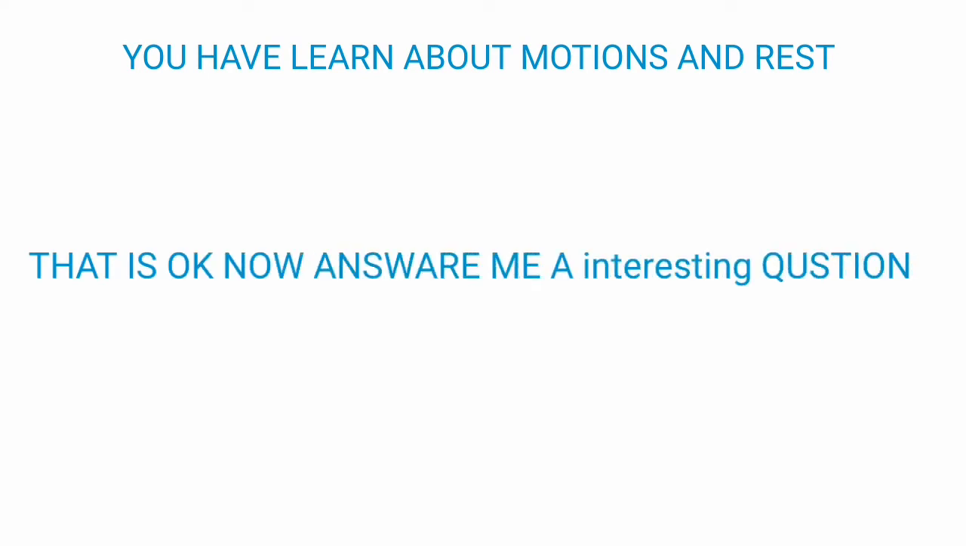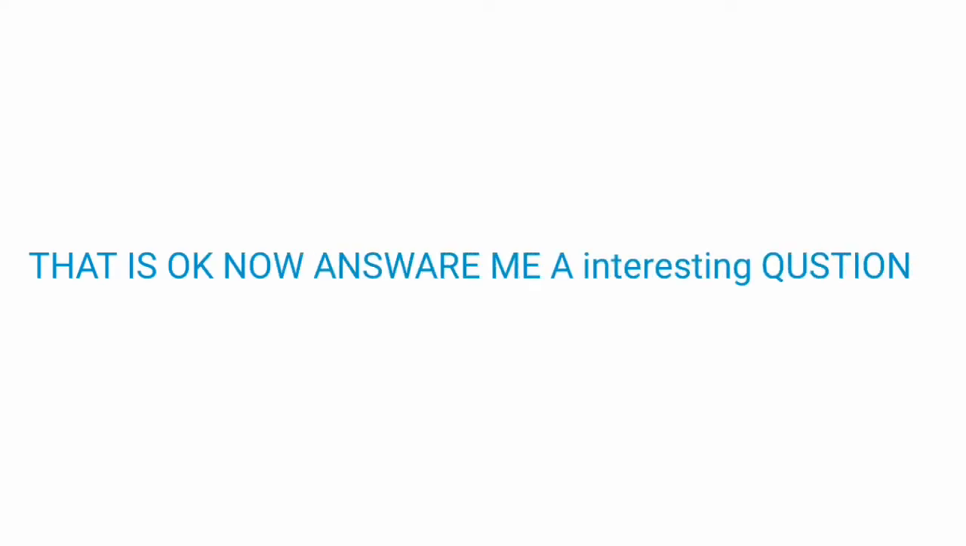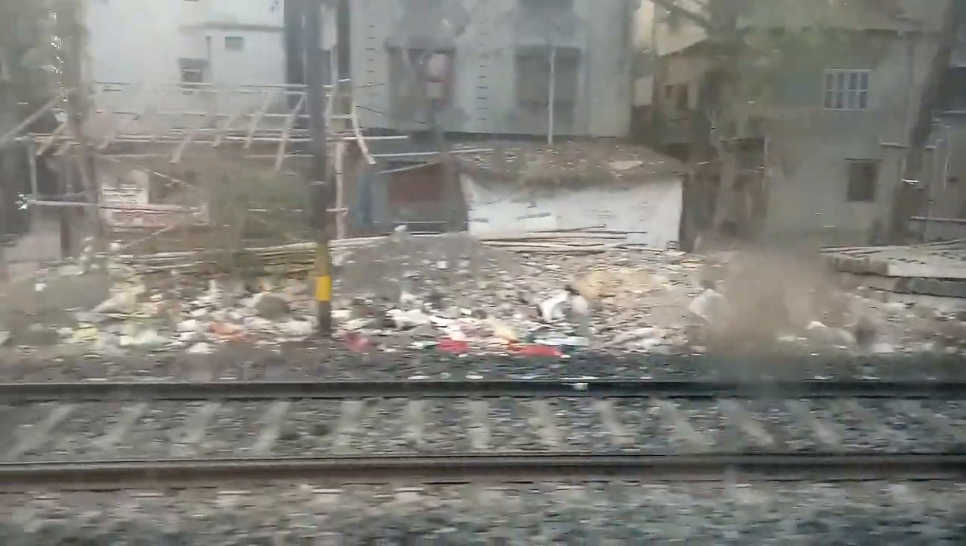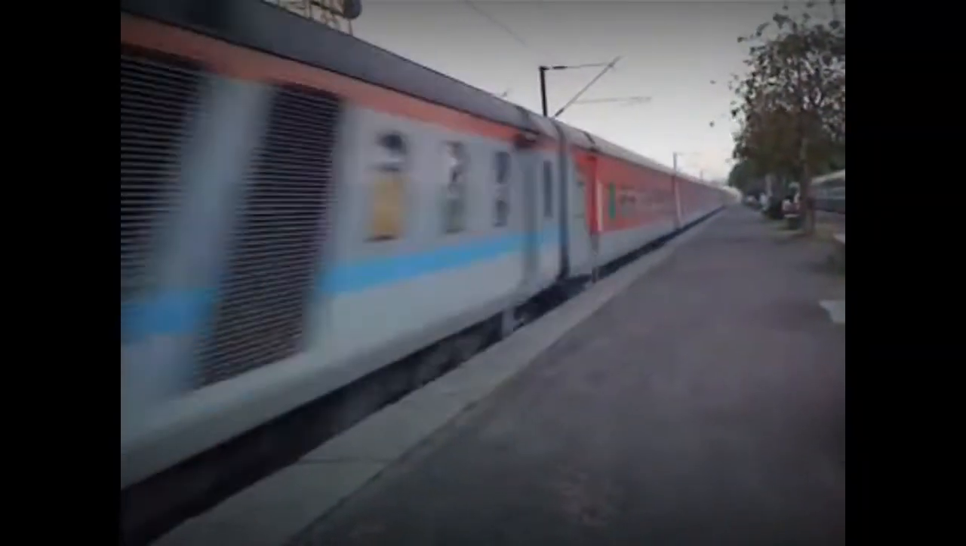That is okay. Now answer me an interesting question. Suppose you are in a train. You are seeing the train is moving, but the outside objects are running backward relative to the train. Can you tell me why this happened? Suppose you are on a platform. You are seeing that a train is moving, but you are not moving. You are in a rest position and see the train. Can you tell me why this happened?